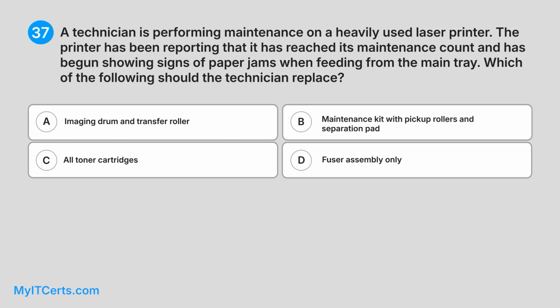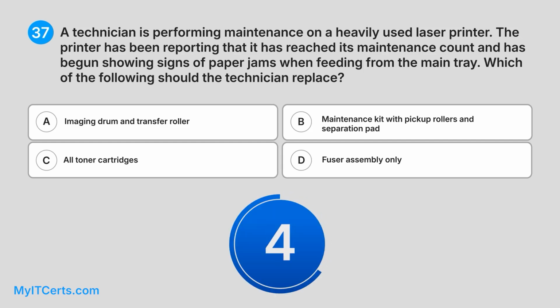A. Imaging drum and transfer roller. B. Maintenance kit with pickup rollers and separation pad. C. All toner cartridges. D. Fuser assembly only. What do you think is the answer?